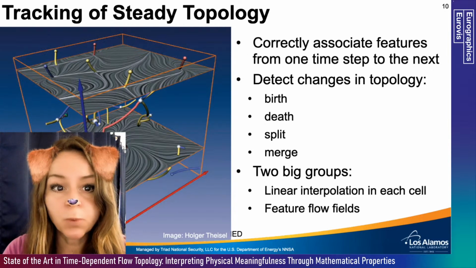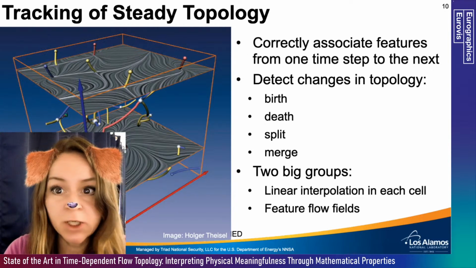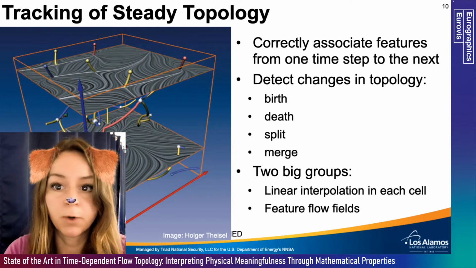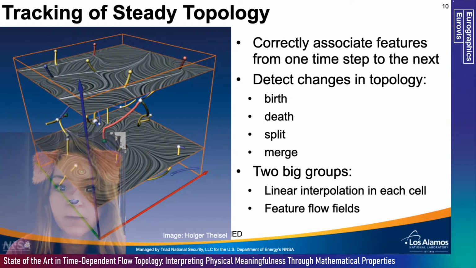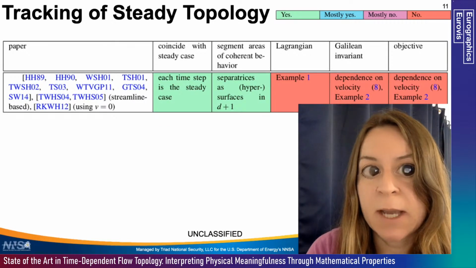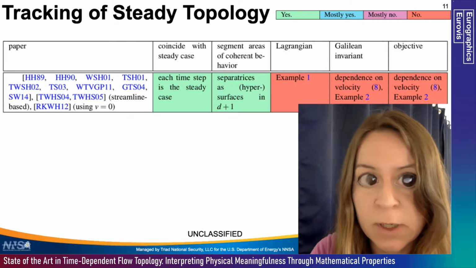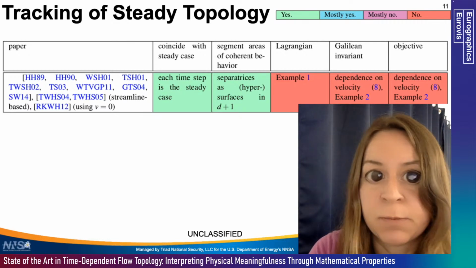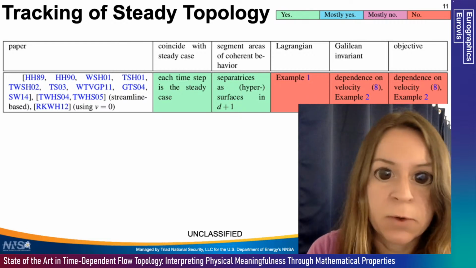There are two big groups. One uses linear interpolation in each cell to detect those events, and the other one uses feature flow fields. And all those methods in this category coincide with the steady case. Naturally, they segment the domain, but they are neither Lagrangian nor Galilean invariant, and therefore also not objective.